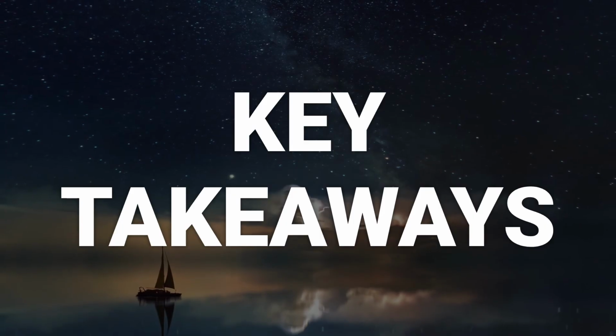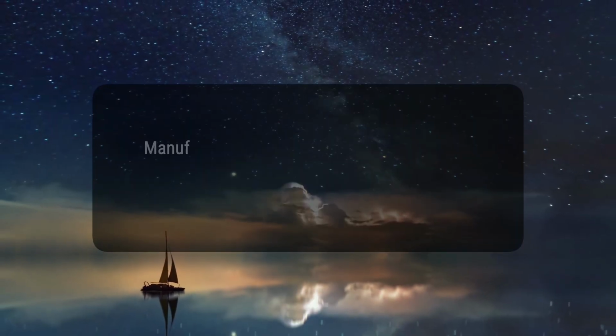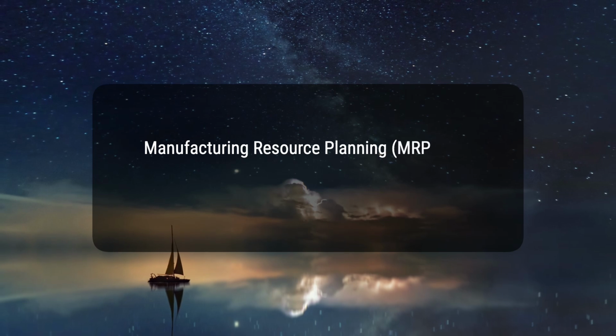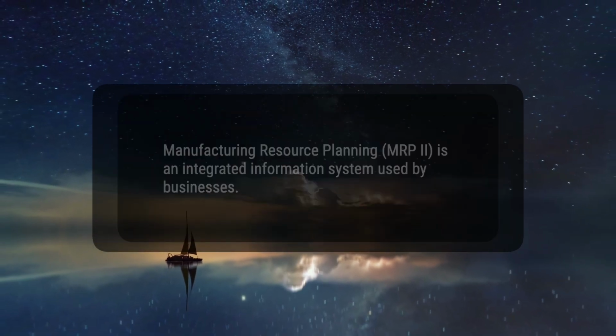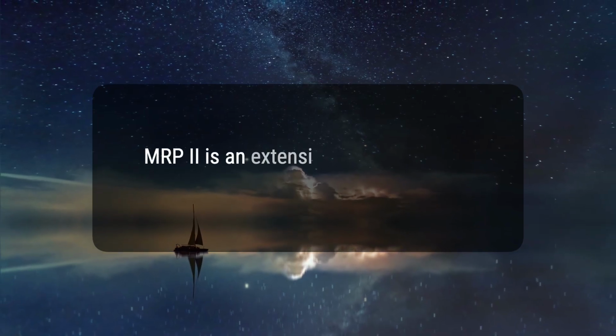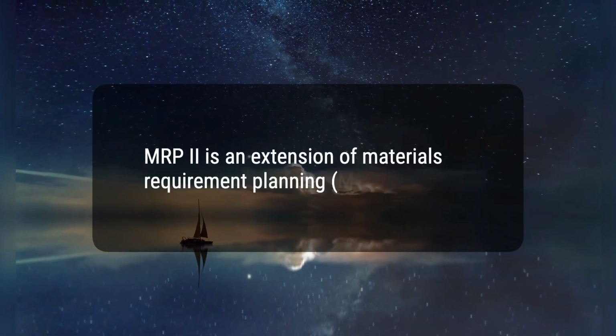Here are two key takeaways. 1. Manufacturing Resource Planning, MRP II, is an integrated information system used by businesses. 2. MRP II is an extension of Materials Requirement Planning, MRP.